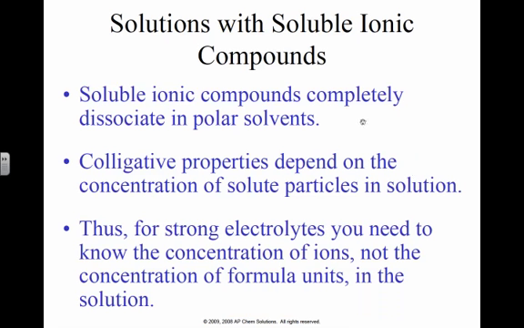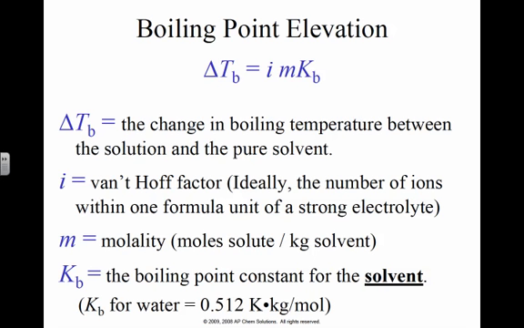So you have to raise the temperature of the boiling water. Soluble ionic compounds completely dissociate in polar solvents. Colligative properties depend on the concentration of the solute particles in the solution. Thus, for a strong electrolyte, something that ionizes, you need to know the concentration of the ions, not necessarily the formula units. I'll explain that in just a second. So if I have a solution, it's got a boiling point elevation. When you add salt to water, its boiling point goes up.